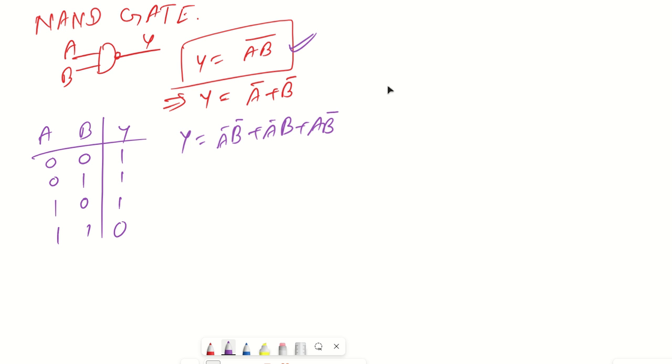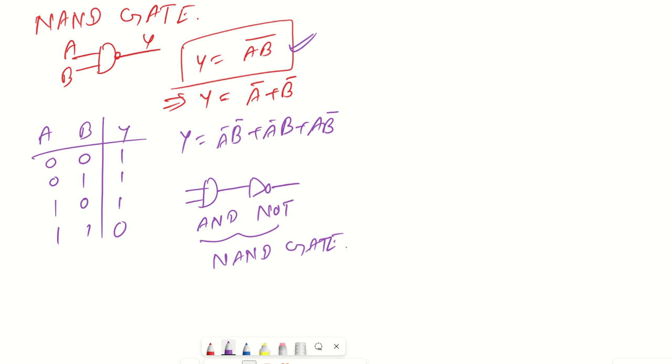Now NAND gate is nothing but a combination of AND gate and NOT gate. You can see we have this as AND gate, and if you put one more NOT gate, this is my NOT gate that we have studied. So this total put together is going to be called NAND gate.